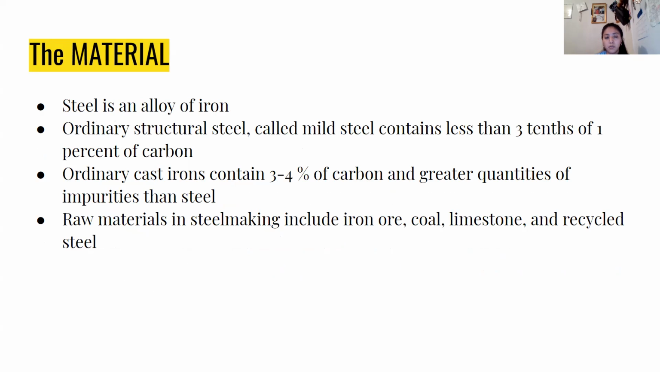Some properties we know: ordinary structural steel, also called mild steel, contains less than 3/10 of 1% of carbon. Also, we have another one known as ordinary cast iron, which contains about 3 to 4% of carbon and is greater in quantities of impurity than steel. The raw materials used in steel making are iron ore, coal, limestone, and recycled steel.